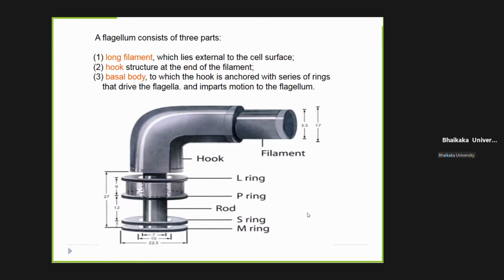Now, in the picture you can see the filament portion, the long filament portion, which lies external to the cell surface. The hook structure is at the end of the filament, to which the hook is anchored with a series of rings that drives the flagella and imparts motion to the flagellum. Here you can see the L ring, P ring, S and M ring. They are responsible for the motion of the flagellum.